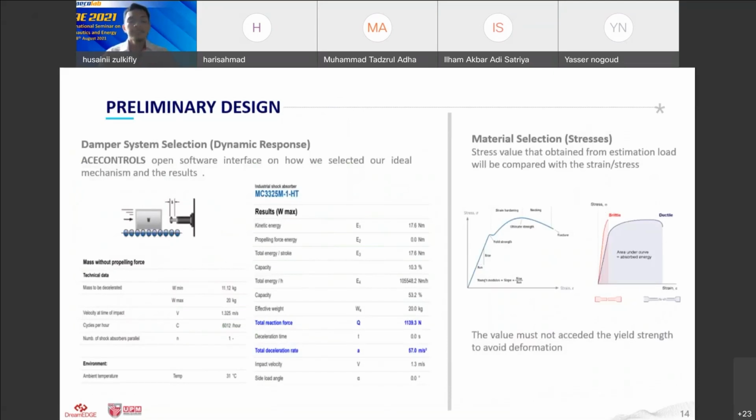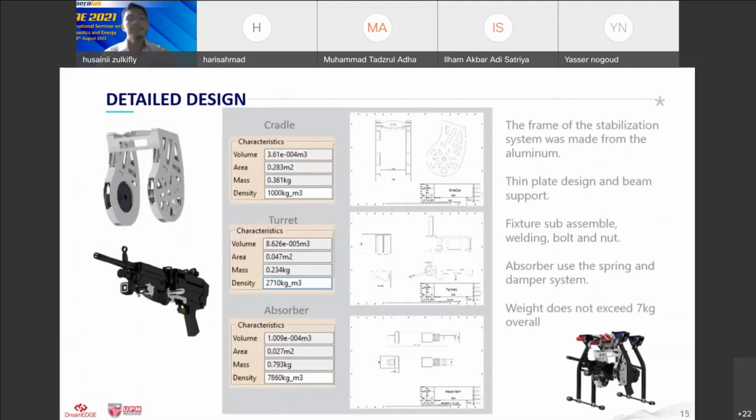Okay, as for the preliminary design, we use the open web software to identify the absorber, and this is an example of the absorber that is being used. And on the right are the stresses, to check whether it will exceed the yield point, to make sure that it will not undergo deformation, meaning it passes the yield strength. So these are the details that came out from the CATIA software that have been rendered.